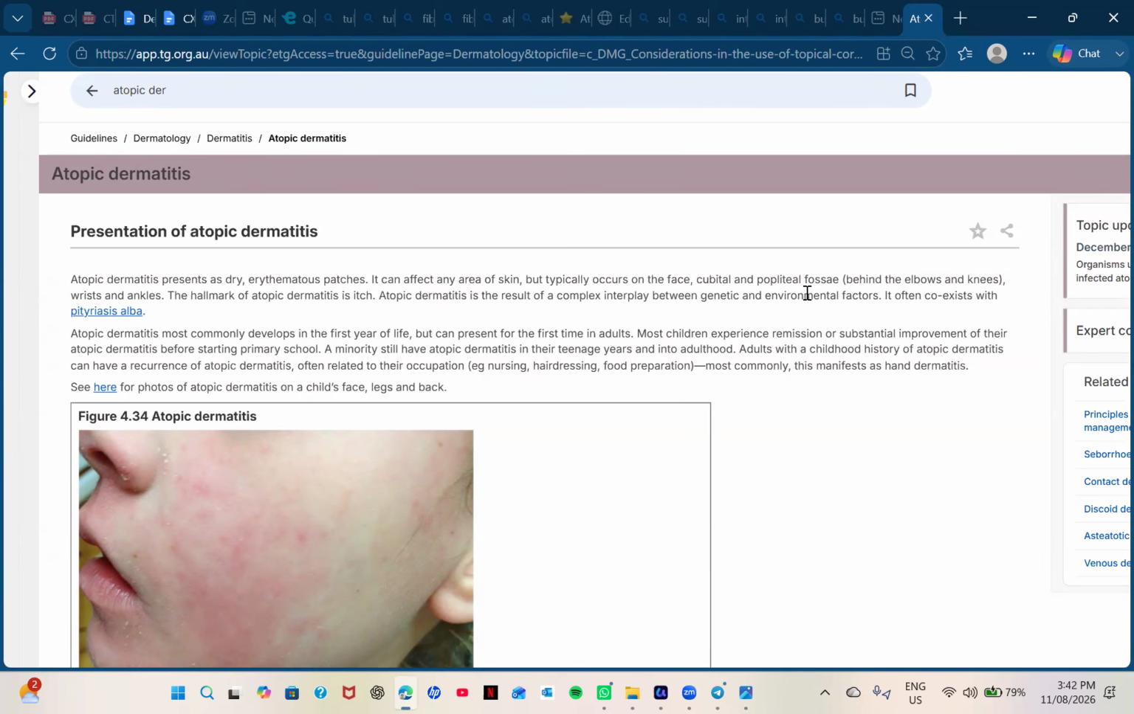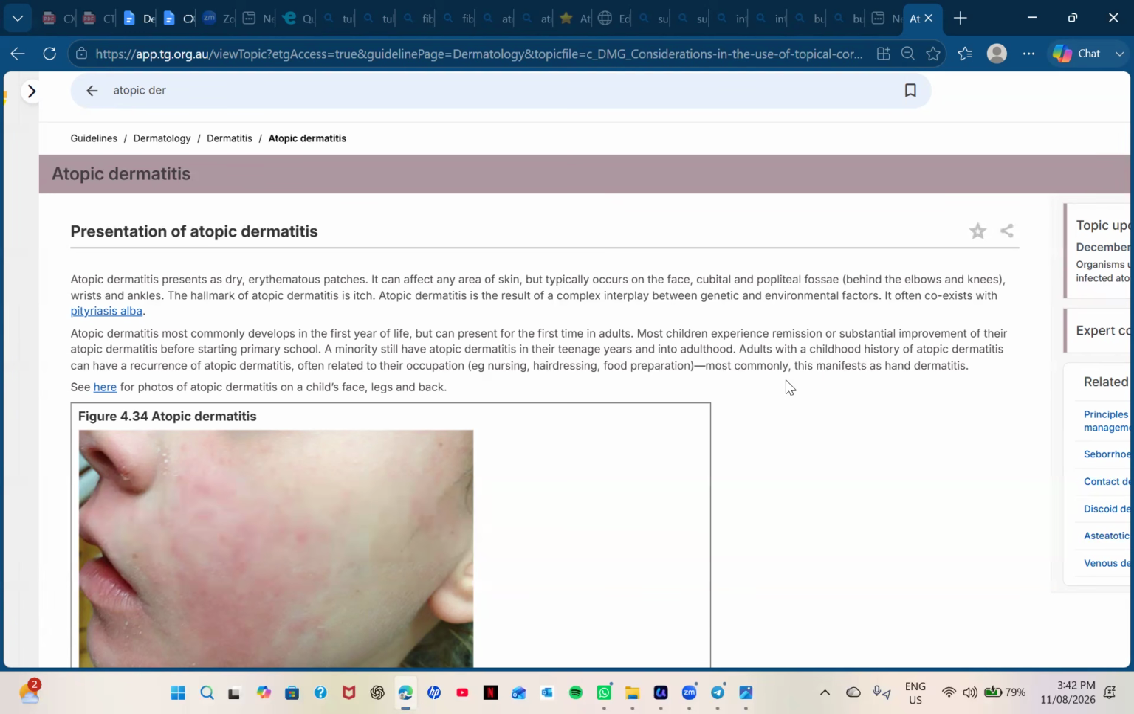So why does atopic dermatitis occur? What is the other name? The other name is eczema. It is an inflammatory skin condition due to skin barrier dysfunction. It is usually associated with atopy: asthma patients, patients with allergic rhinitis, and patients with food allergies.